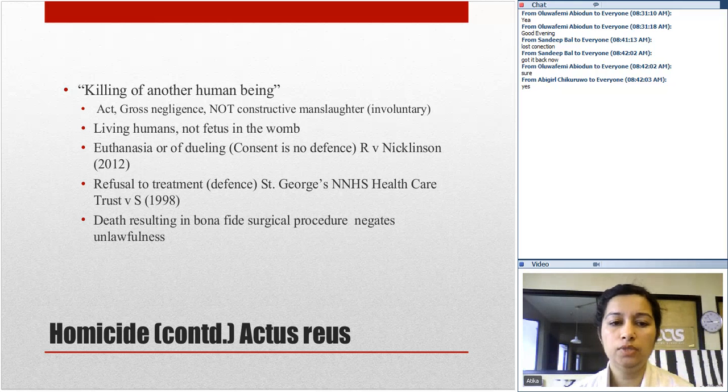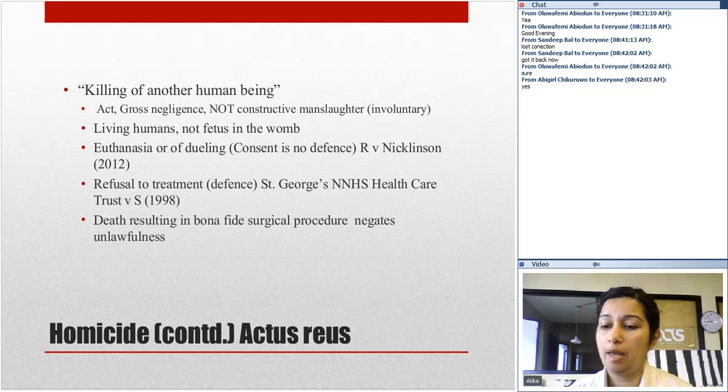Okay. Then there's, for example, a death resulting in a bona fide surgical procedure, which negates unlawfulness. It means that a person is undergoing a surgery with his consent and he or she dies during the procedure. As long as the doctor was not medically negligent, as long as there was no gross negligence as to what he was doing, he's not going to be liable. Okay?